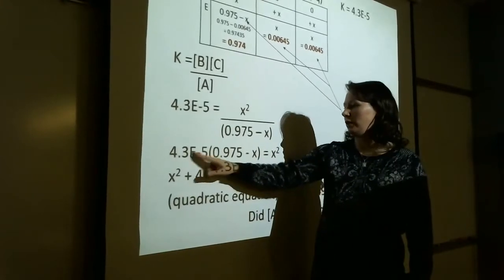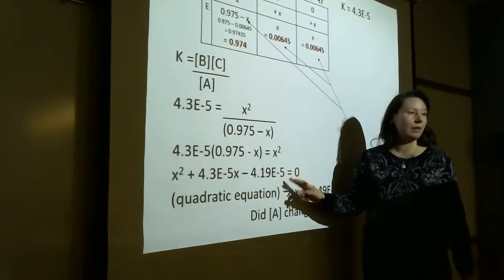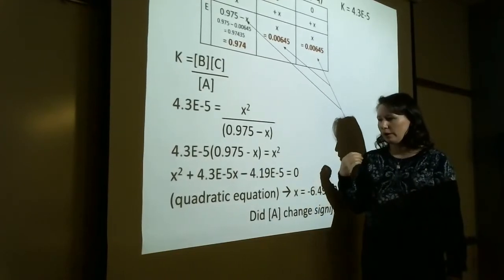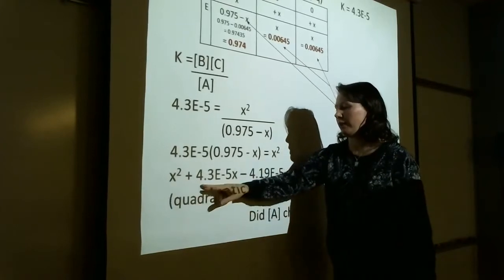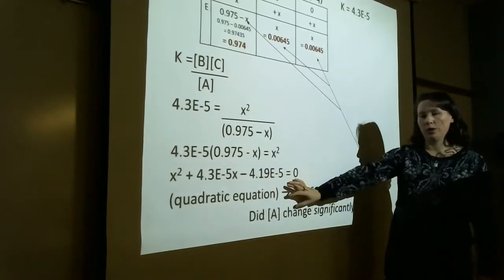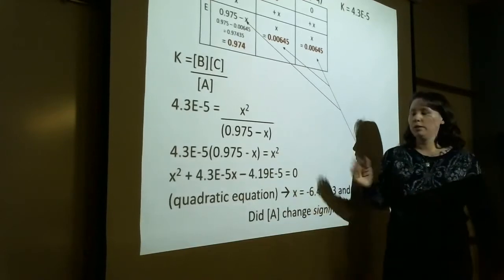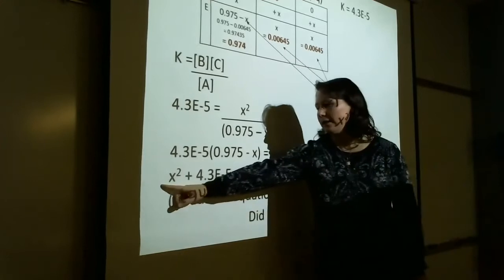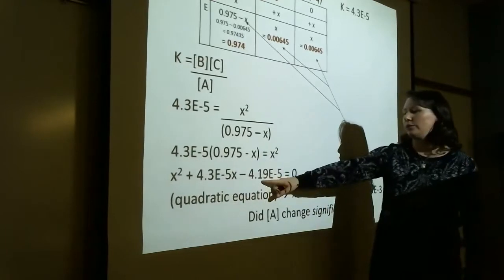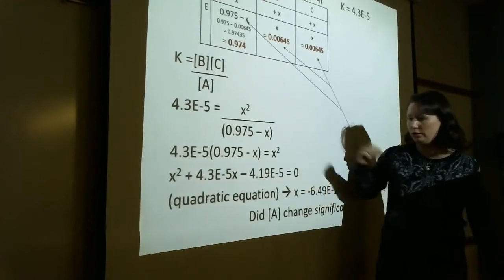So now I distribute, and then I rearrange it into a format that I'm familiar with, because to plug into the quadratic equation, we want to have ax squared plus bx plus c equals 0. So now we're plugging this into the quadratic equation: negative b plus or minus the square root of b squared minus 4ac, all over 2a. We crunch some numbers, using a equal to 1, b equal to 4.3 times 10 to the negative 5th, and c equal to negative 4.19 times 10 to the negative 5th. I did not put that on the slide. I'm assuming you can do the quadratic equation by now.